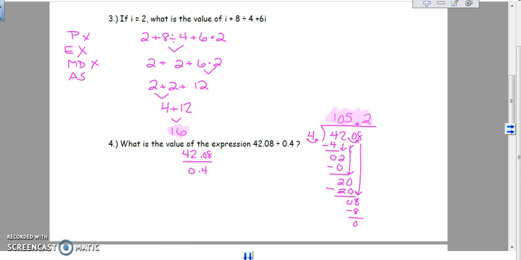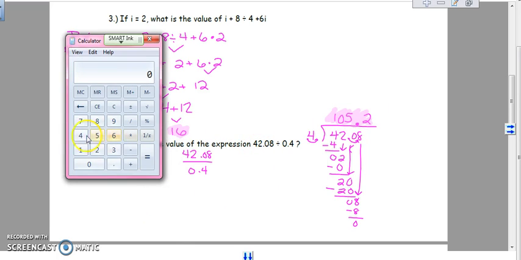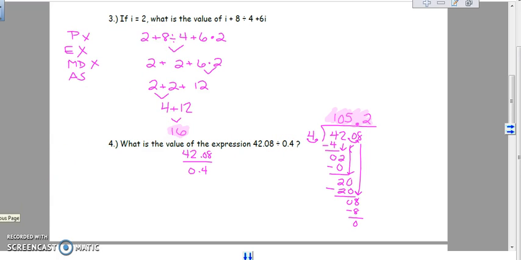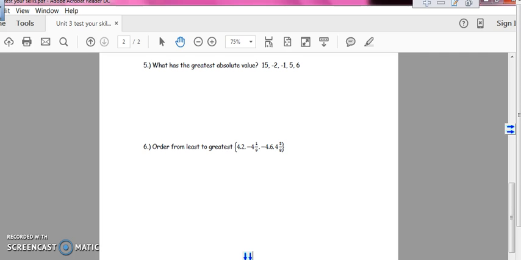But again, we can always check our answer. I'm going to type it the way I see it. So 42.08 divided by 0.4, which gives me 105.2. Perfect. Okay, let's move on.